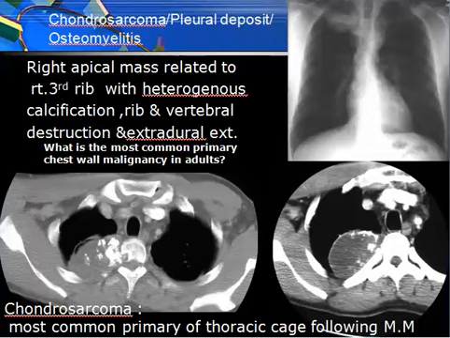Here we have heterogeneous calcification, rib and vertebral destruction, and extradural extension into the spinal canal. Don't forget that we have a category of osteomyelitis, and of course in osteomyelitis the bones are not involved in this way, because bones will definitely show signs of an inflammatory process, meaning irregular erosion, destruction, and irregular new bone formation.